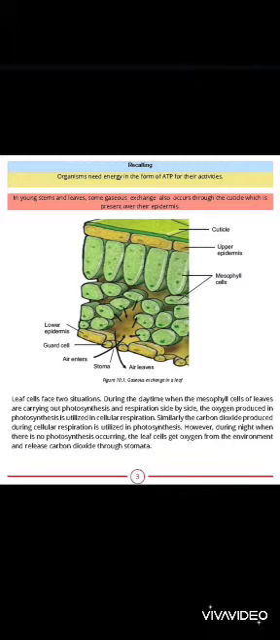During the daytime, when the mesophyll cells of leaves are carrying out photosynthesis and respiration side by side, the oxygen produced in photosynthesis is utilized in cellular respiration. Similarly, the carbon dioxide produced during cellular respiration is utilized in photosynthesis. However, during night time, when there is no photosynthesis occurring, the leaf cells get oxygen from the environment and release carbon dioxide through stomata.